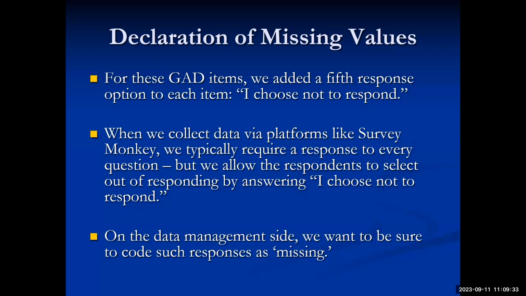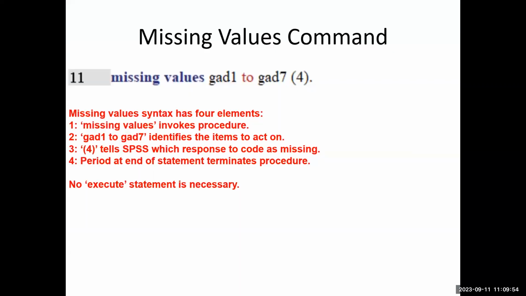Now, on the data management side, however, we're going to want to code such responses as missing values, because we're not going to want that numeric code to contribute to a sum or a mean, for example, for a set of items with those kinds of response options. So we could achieve that very easily in SPSS using one line of syntax: missing values, GAD1 to GAD7, parens, 4, period. The syntax has 4 elements.